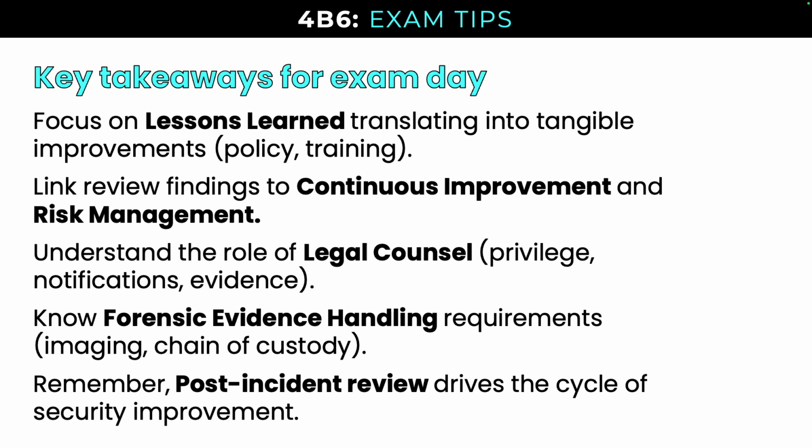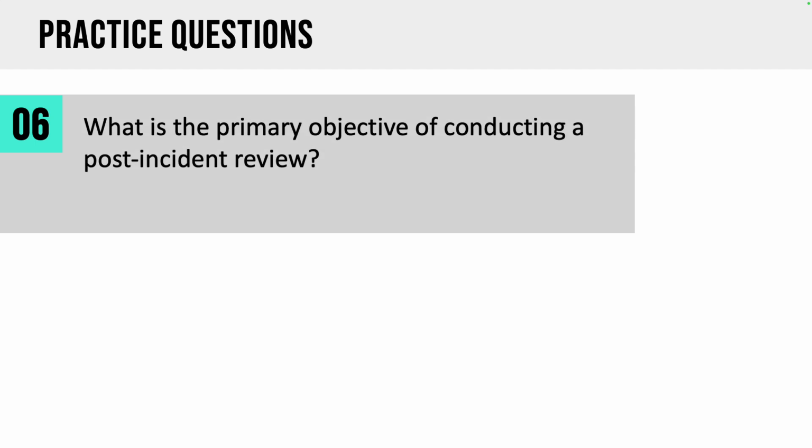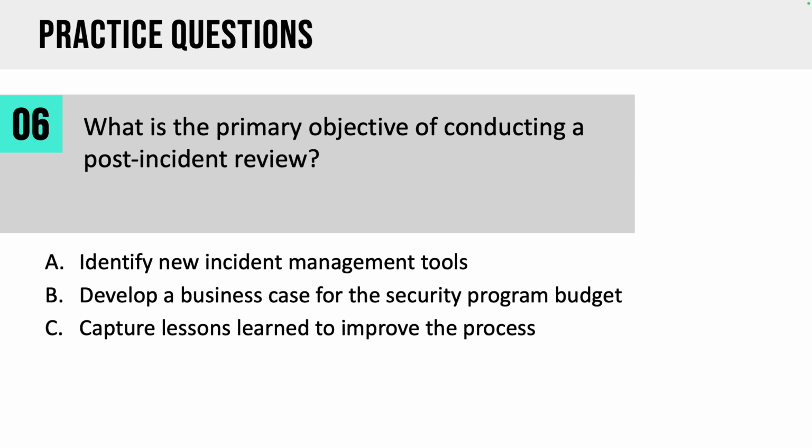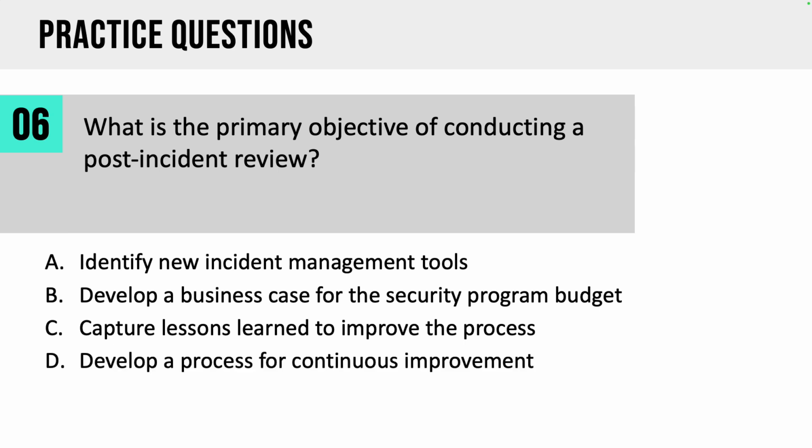All right, my friends, that brings us to the end of 4B6. Let's finish it off with a practice question. What is the primary objective of conducting a post-incident review? A, to identify new incident management tools? B, develop a business case for the security program budget. We talked about needing budget for potential improvements, right? C, capture lessons learned to improve the process. Or D, develop a process for continuous improvement. So they're asking us what is the primary objective. All of these objectives factor to some degree in our post-incident review efforts.